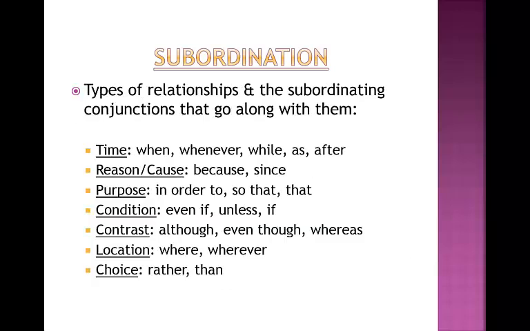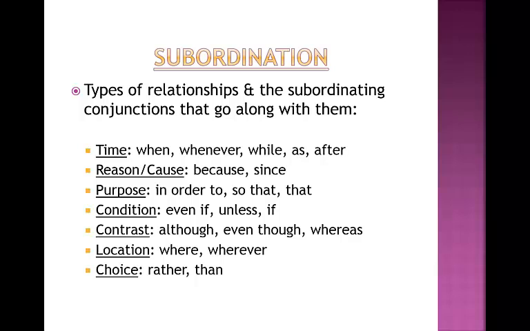So we go back to these types of relationships and the conjunctions that go along with them. You could have a time relationship, right? When, whenever, while, first, second, third, next, then. All of these words are subordinating conjunctions. And so you can see how it's easier to remember 7 coordinating conjunctions and know that everything else is subordinating.